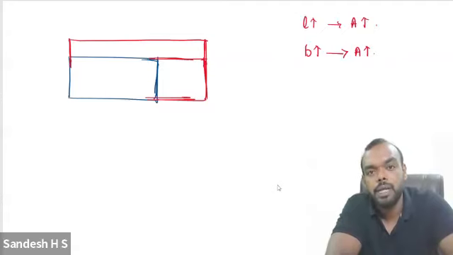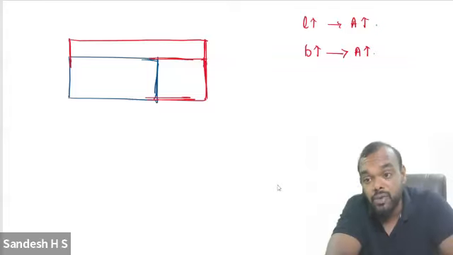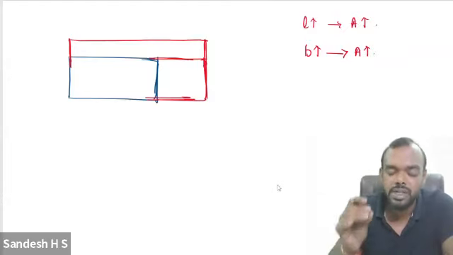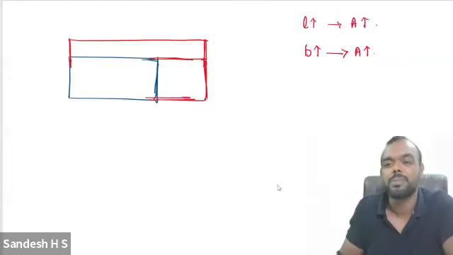Length increased by 20% means area will increase by 20%. Breadth increased by 30% means area will also increase by 30%. So, the same question, if he says length and breadth are increased by 20% and 30%, that question is the same as area is increased by 20% and 30%.